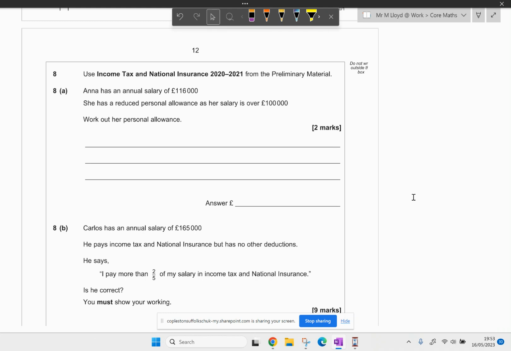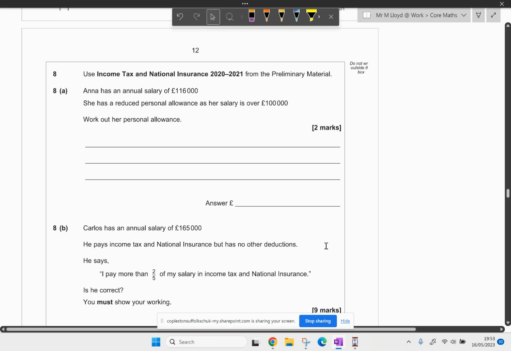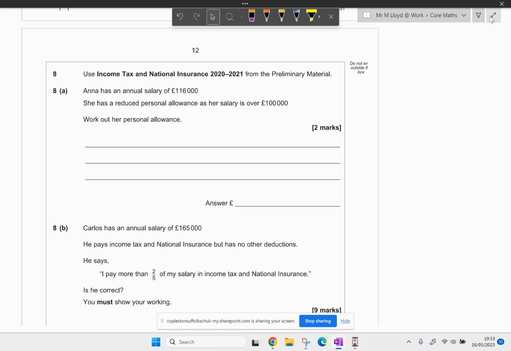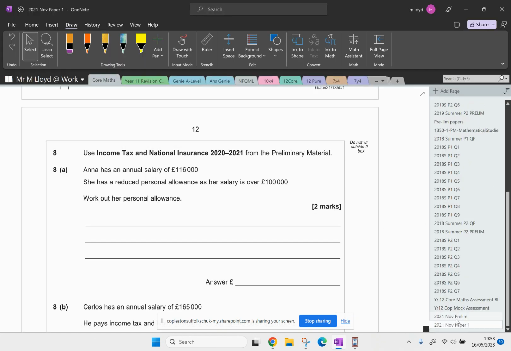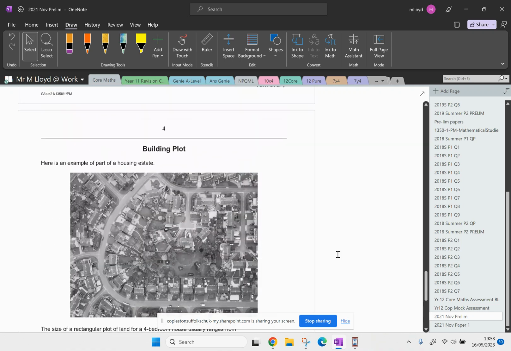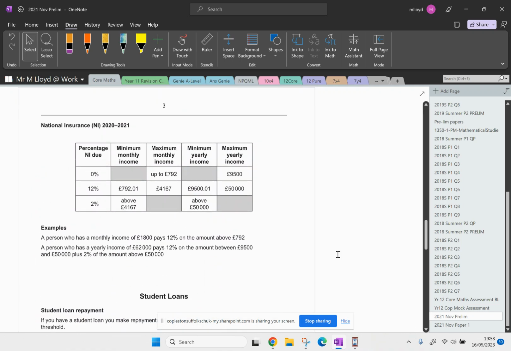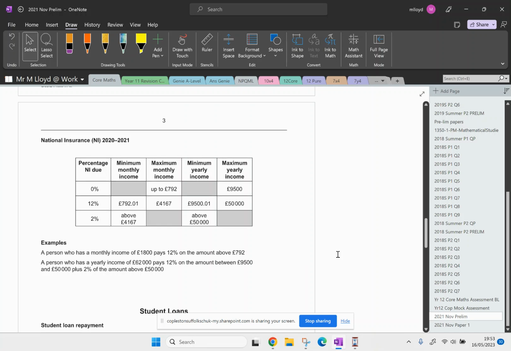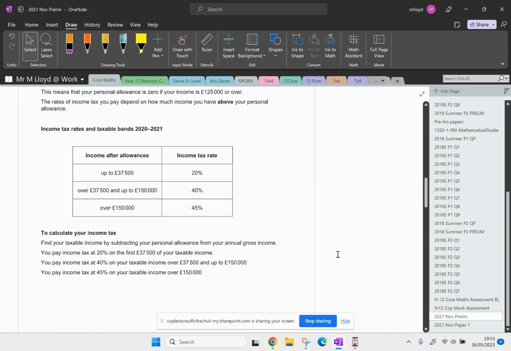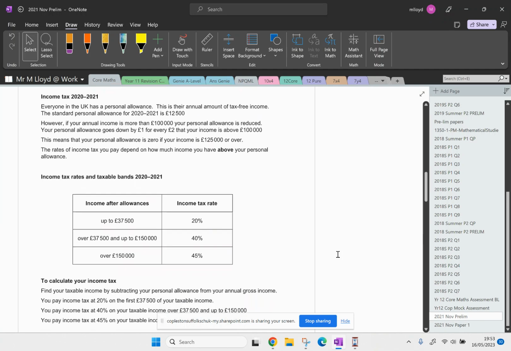So anyway, right. Use income tax and national insurance in the prelim. So I've got that on my other screen. So just pull down my prelim stuff there. That's great. And then we've got the prelim stuff obviously on the other side. So the prelim material, if you want to pause the video when I show it, please do. So national insurance information's there. And here's the income tax information as well. Just hide that bit there.